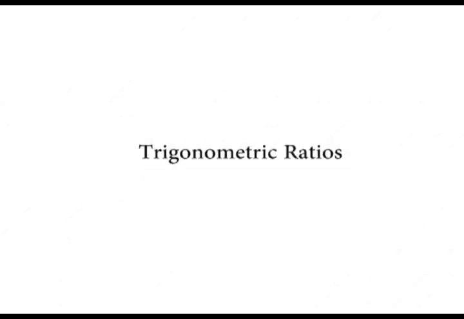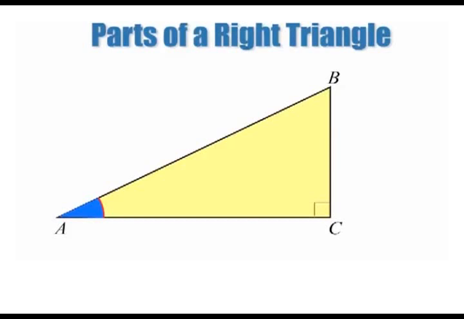Next chapter, trigonometric ratios. Trigonometry is a branch of mathematics that studies the relationships between lengths and angles of triangles. In this first part of trigonometry, we are going to look at the relationship of sides and angles in a right-angled triangle. But first things first, let's look at the parts of a right-angled triangle.